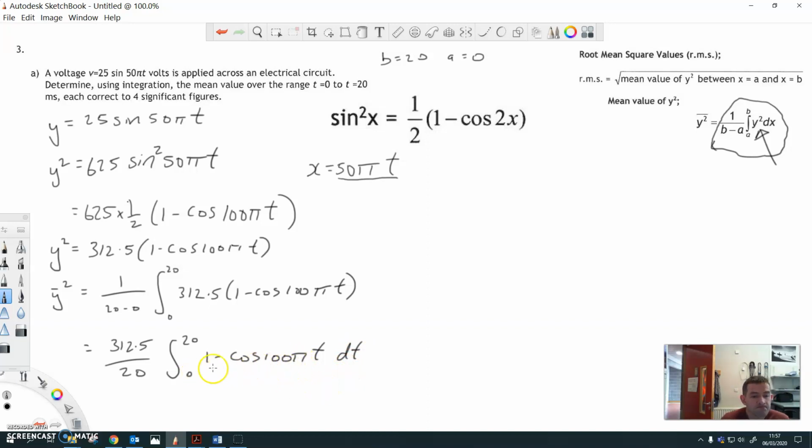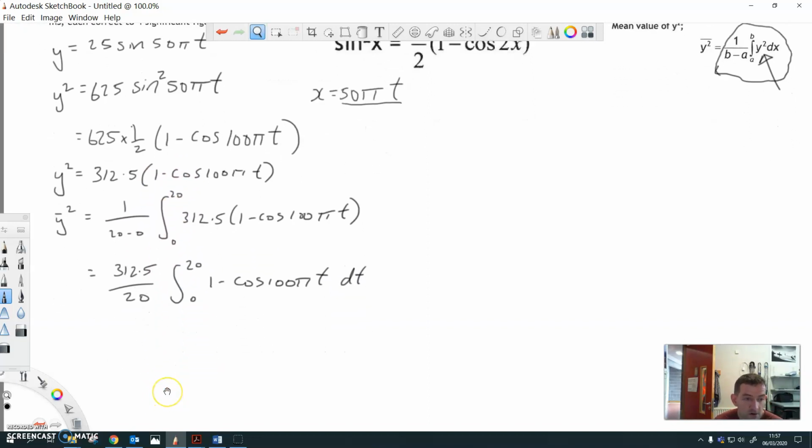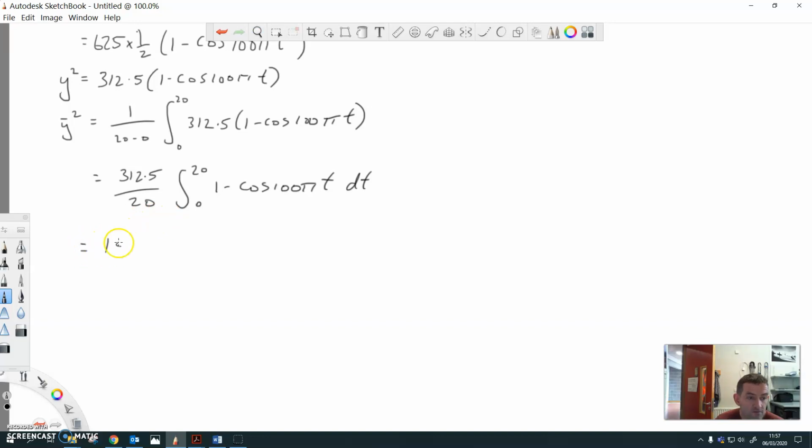So, now things are much more integratable. We'll tidy up that outside bit, and we end up with 15.625 outside. Just make some space here. So we've 15.625, right? And we're ready to integrate now. So 1 integrates to t, minus cos integrates to sine. So you're going to have sine 100 pi t over the first derivative of the structure in here, the first derivative of this bit. So that goes to 100 pi.